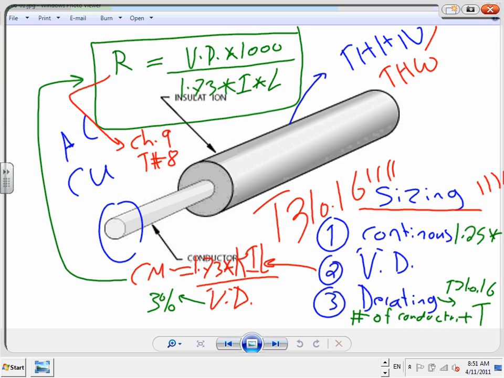Example: if I size based on continuous load and I came up with 4 aught, voltage drop gave me 3 aught, and because of derating, I came up with 1 aught. So 4, 3, 1. Which one do you think you should use? The 4, the safer, the bigger conductor. So we use these methods separately, and we size based on the one that gives us the largest conductor.